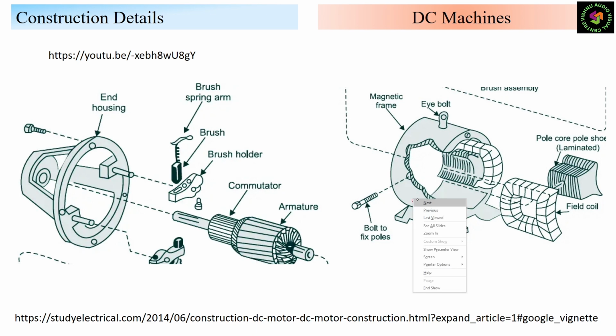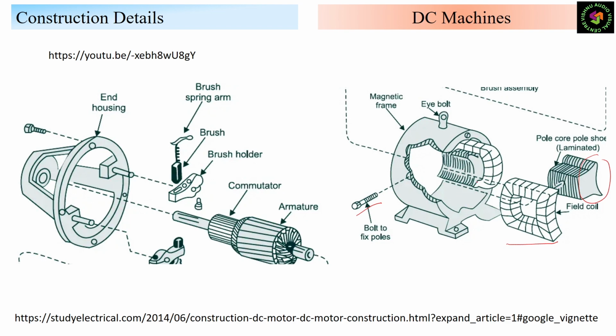So this is our yoke. You can see this is the bolt to fix the poles. Whatever pole is prepared, we have the winding. The winding is fixed to the pole core and shoe, and that is fixed with bolts to the yoke. Because of that we prepare the yoke and magnetic field.